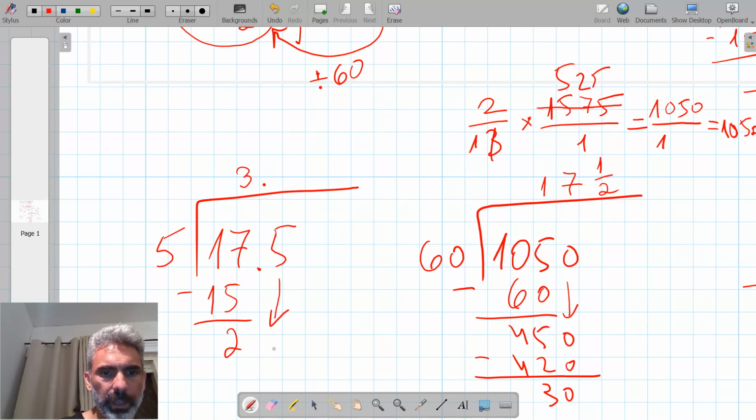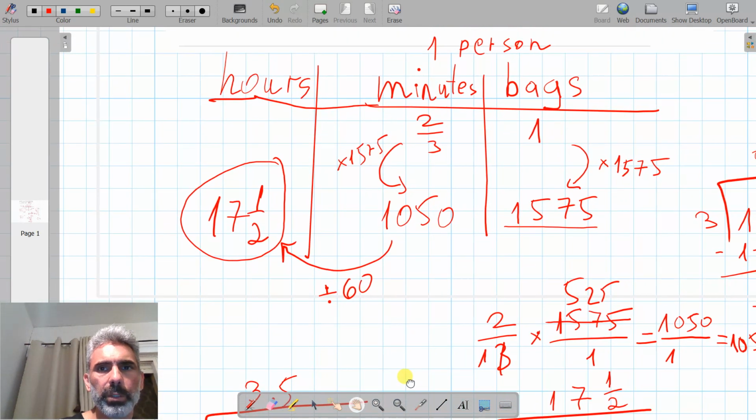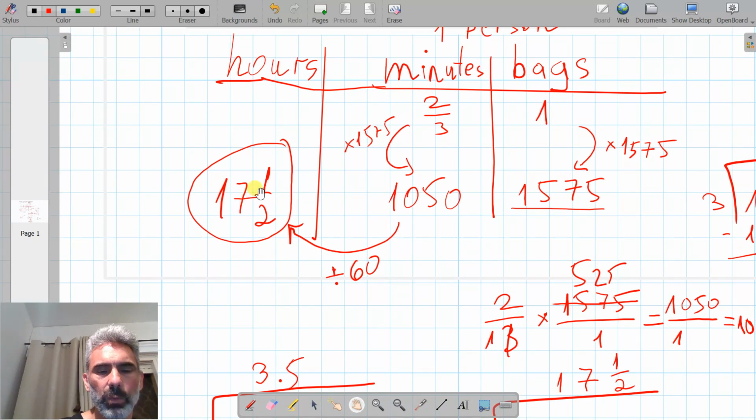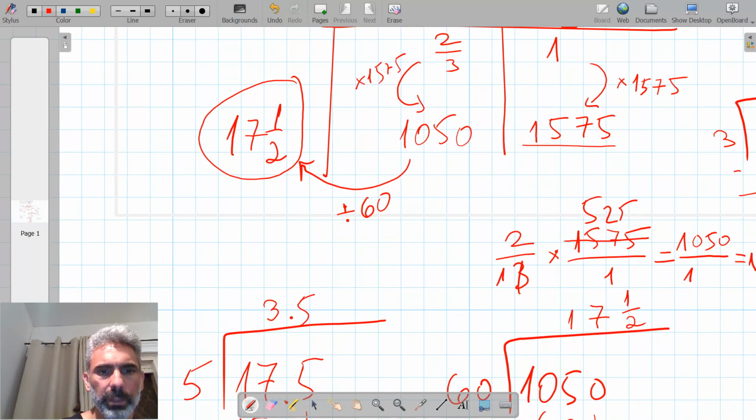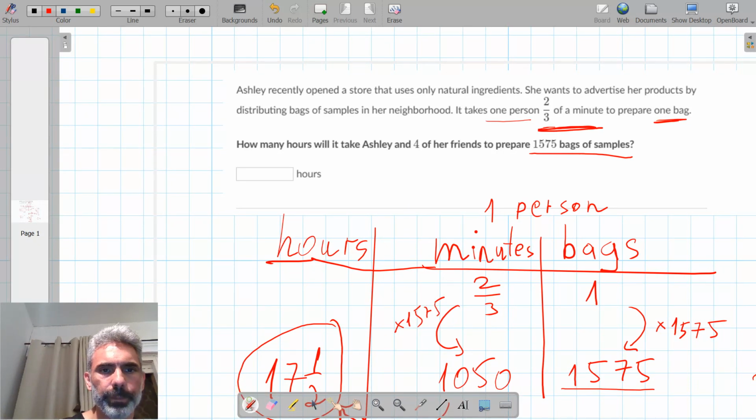Bring down 5. 5 goes into 25 5 times. 5 times 5 is 25. And I have no remainder. So for one person, it takes 17 and a half hours to make this amount of bags. And for 5 persons, this is the final answer, it takes 3.5 hours.